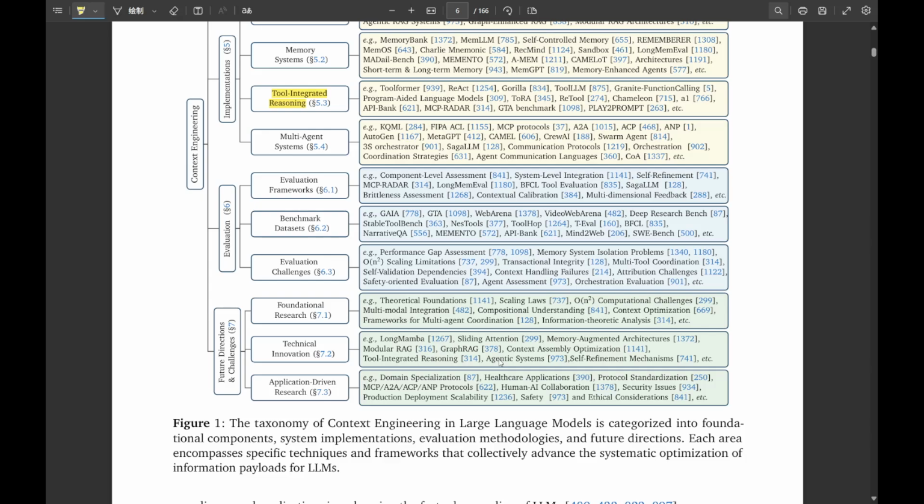Okay, this obviously raises another huge question. With all these complex interconnected parts, retrieval, memory, agents, tools, how on earth do you even evaluate if it's working well? Surely old-school benchmarks don't cut it. You're absolutely right, they don't.